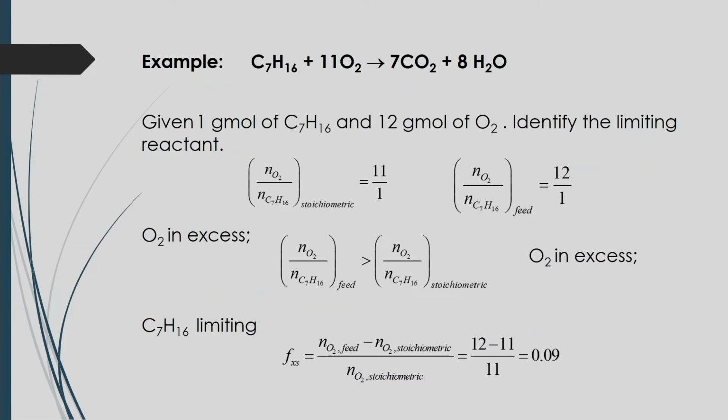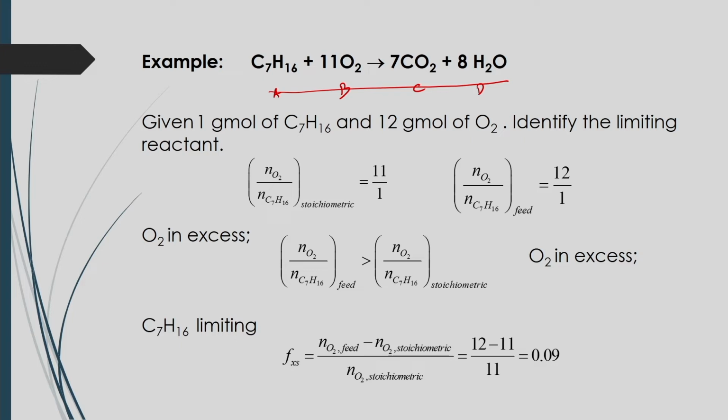Now, if we consider an example of a reaction like this, given in the slides, A is reacting with B and gives C and D. In this case the stoichiometric coefficients are 1, 11, 7, 8 respectively. Now, given 1 mole of C7H16 and 12 moles of oxygen, you have to identify the limiting reactant.